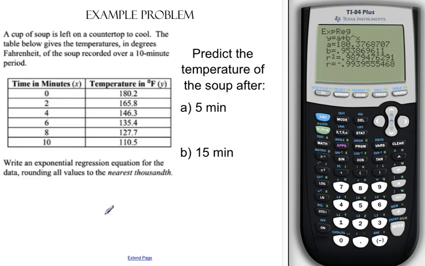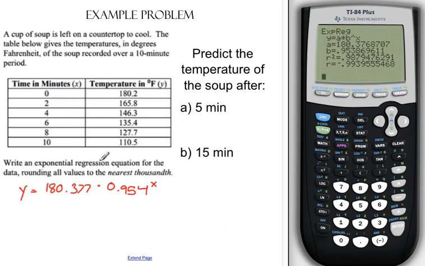So let's make some predictions. Predict the temperature of the soup after 5 minutes and then 15 minutes. And you'll notice neither 5 nor 15 is in our data, so we are making predictions that are not included in our data. So we start with our equation, y equals 180.377 times, and then my growth factor, 0.954, raised to the x. Now notice that x is the time in minutes.